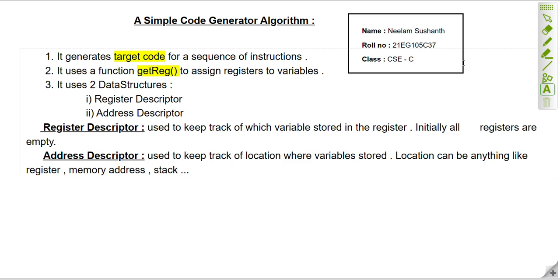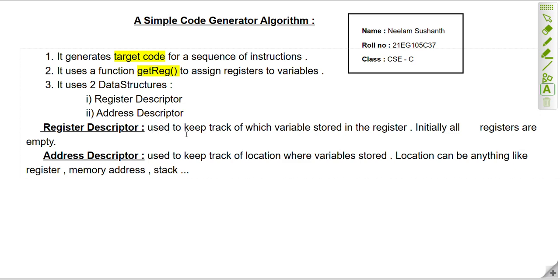Today I am going to explain a simple code generator. Code generator is the last phase of compiler design. It generates target code for the sequence of instructions, and it uses the getreg function to assign registers to variables. It also uses two data structures: one is the register descriptor and the other is the address descriptor.